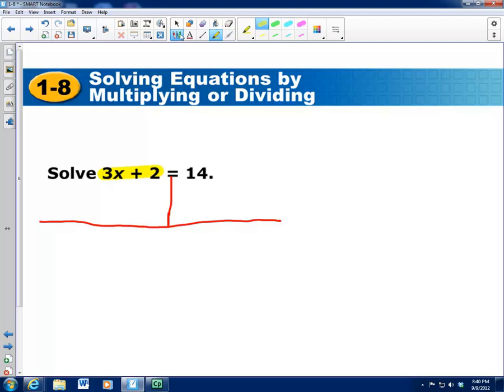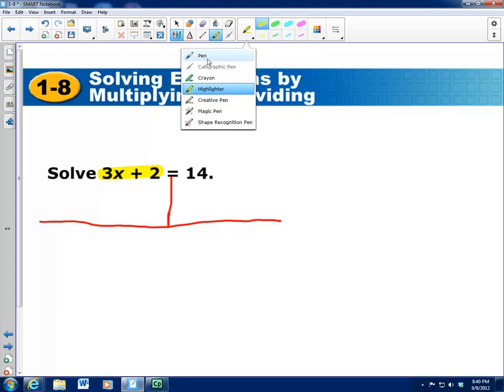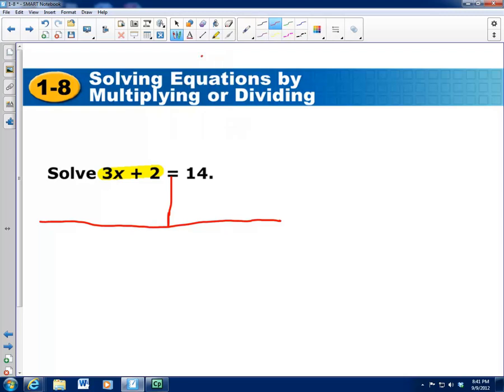Well, in order for us to figure out the answer for this one, we have to first eliminate that plus 2. Okay, we're going to have to eliminate this plus 2. We have to get rid of all the numbers that are not touching the variable first. So we have the opposite of plus 2 is minus 2. Again, we have to do that on both sides.